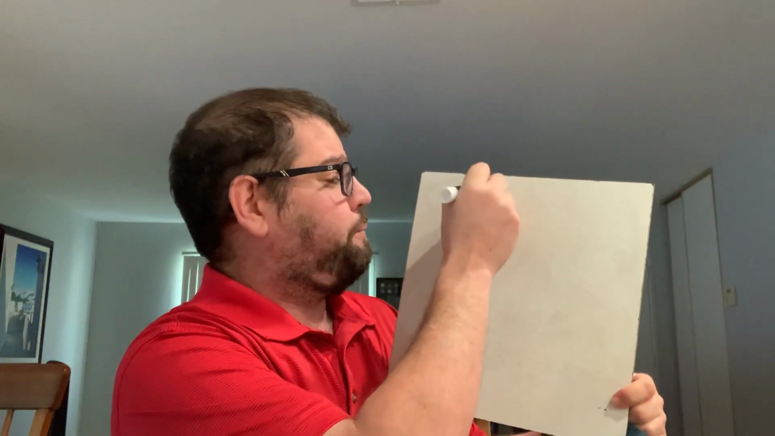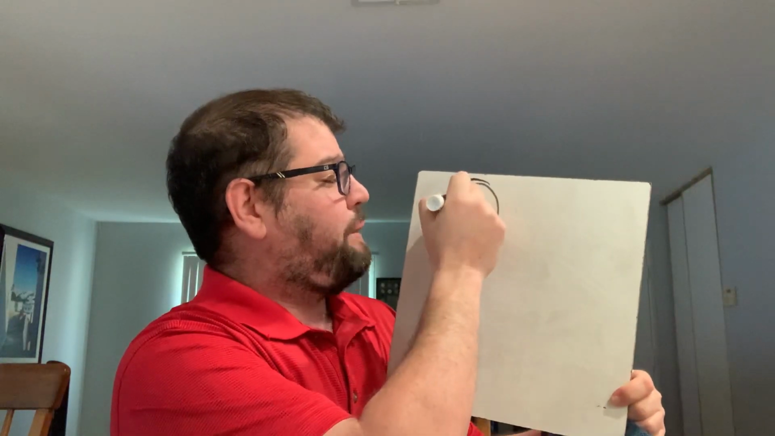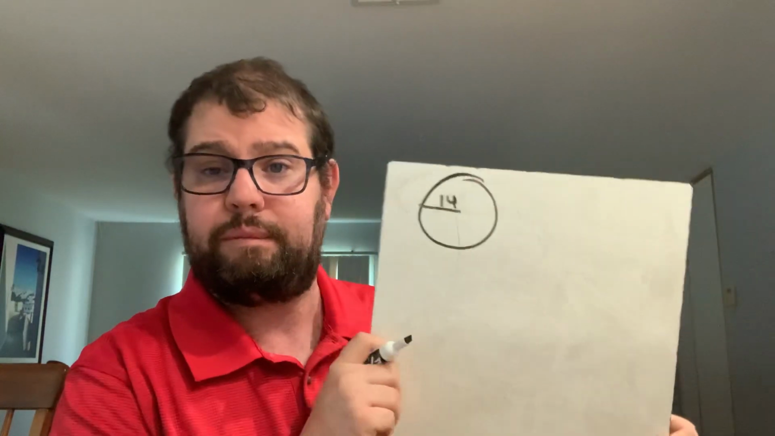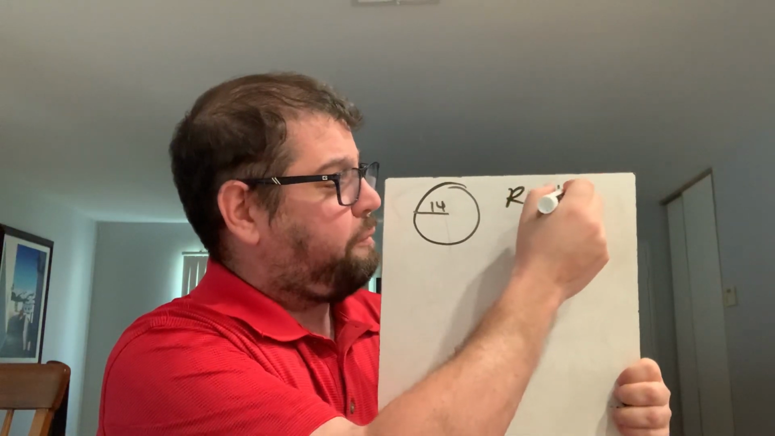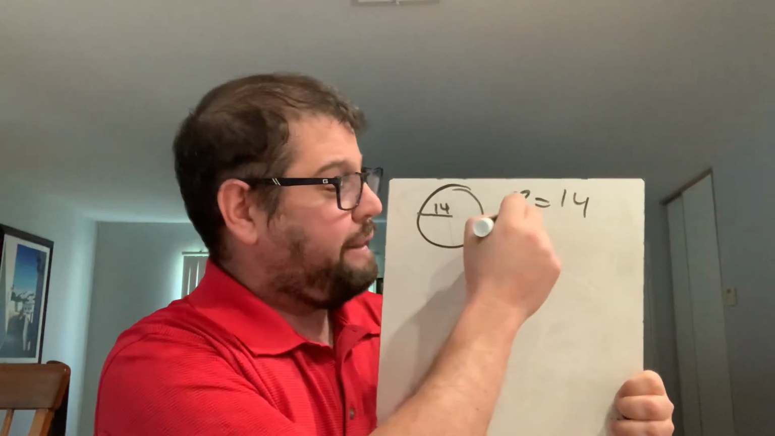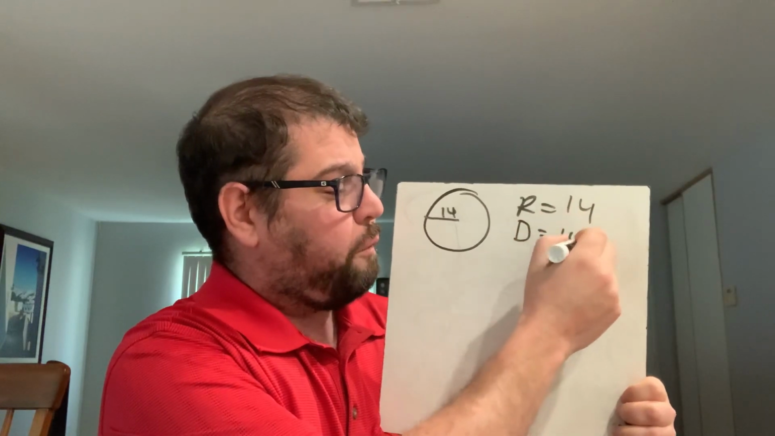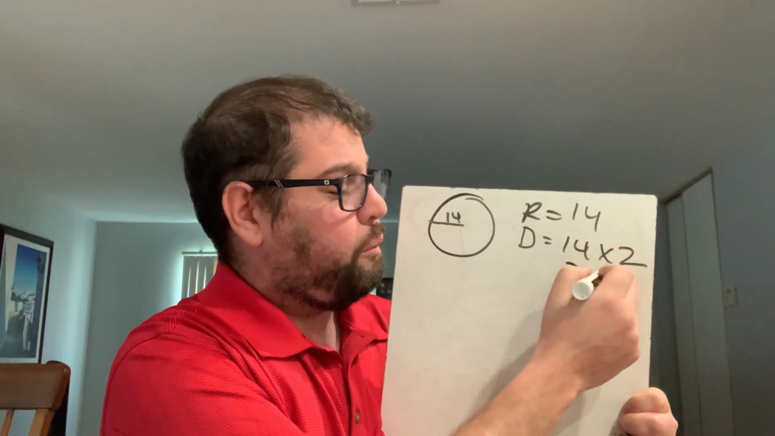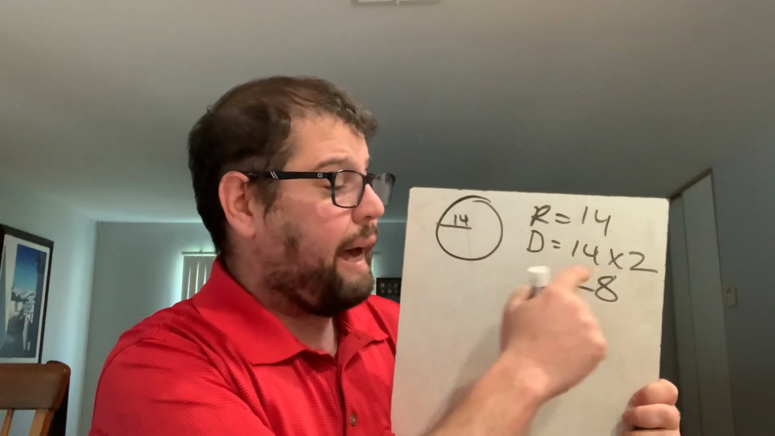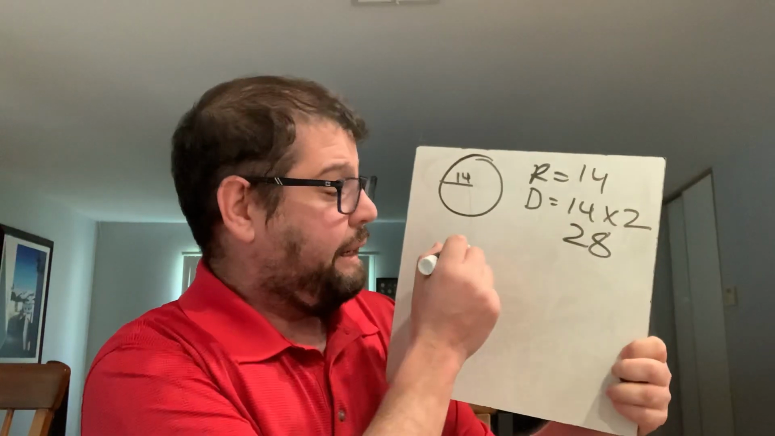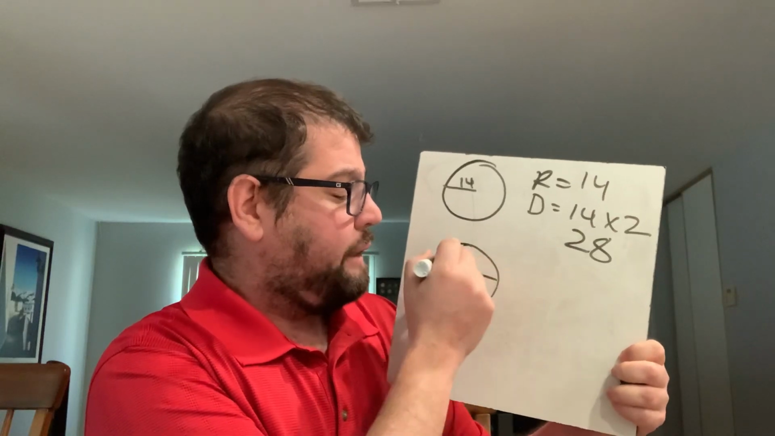So I want to go over a few examples right now. If I show a picture and I have half of a line that is 14, that means my radius equals 14, and my diameter would equal 14 times 2, which is 28. So when they give me half a line, that gives me my radius, and I have to times it by 2.